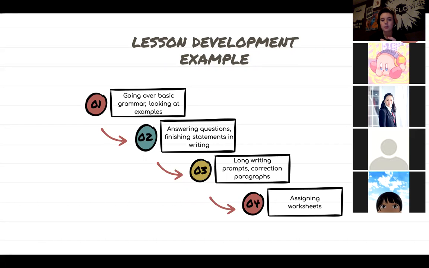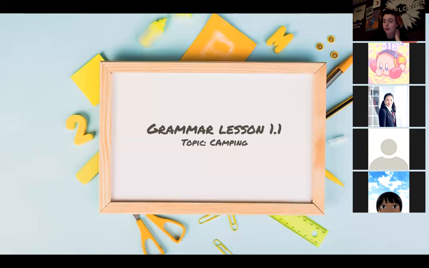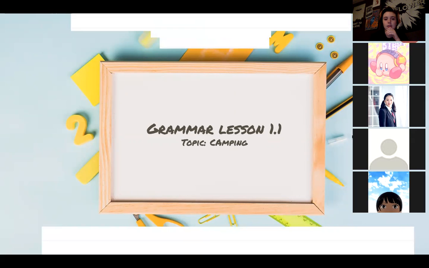Long writing prompts, correction paragraphs, and then assigning worksheets would be the final. And the assigning worksheets could also be similar to what you did here, like writing prompts, correction paragraphs. And a lot of this is just practice that you can even apply into the homework. So looking at the grammar lesson sample, our general topic is camping, and we have some vocab and stuff for that. But it's not too heavily touched on in the worksheets I have shown, the activities.